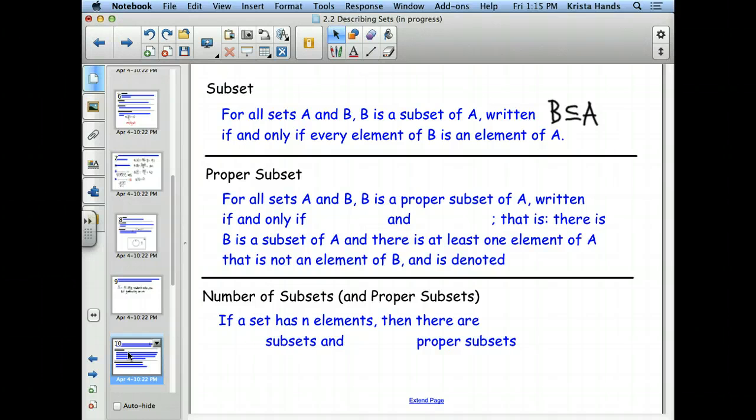If you want to talk about a proper subset, which is actually how I've been describing this, a proper subset is a set where A and B have the same relationship. Everything in B is in A. But we also have at least one element in A that we didn't talk about in B. So this says for all sets A and B, B is a proper subset of A. That's actually written like this. It doesn't have the little line on the bottom. It's almost like eliminating the or equal to possibility, because that's kind of what that notation looks like.